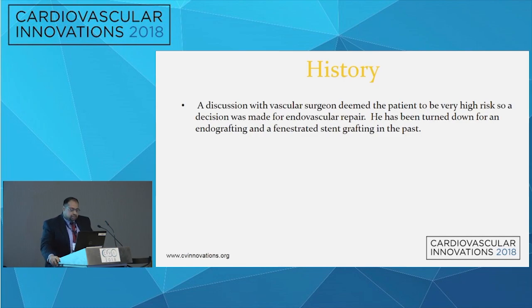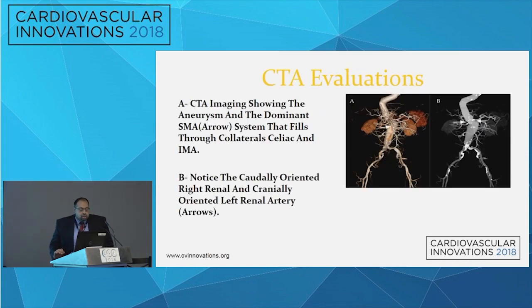So we discussed this case with vascular surgeons who said that this patient, given his age, ischemic cardiomyopathy, and many other comorbidities, was really high risk for surgical intervention. So a decision was made to do endovascular repair. He was also turned down by surgeons for endografting with fenestrated grafts in the past, so we ended up doing it ourselves. So here is the CT, and if you can appreciate here, you can see the angulation.